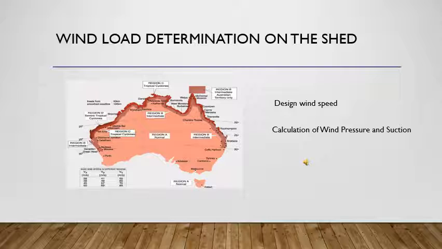The serviceability limit is 39 and the ultimate limit state is 61. Next, we can calculate the wind pressure and suction.